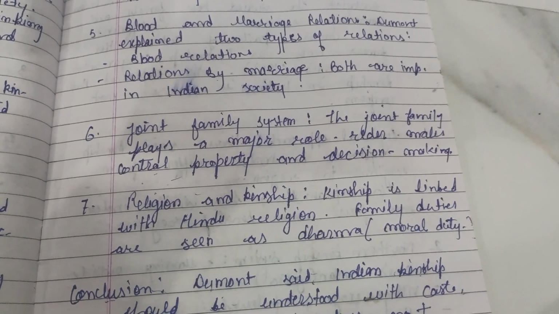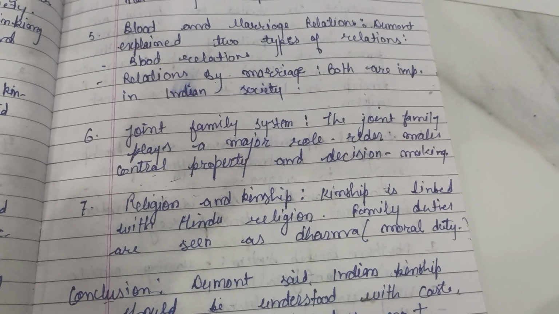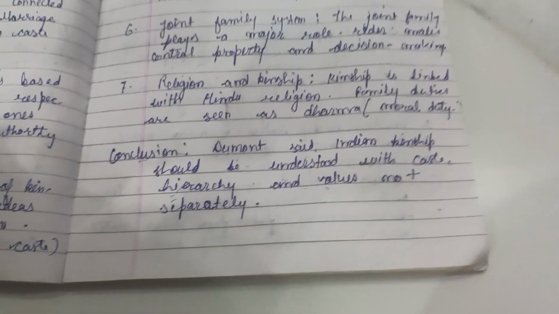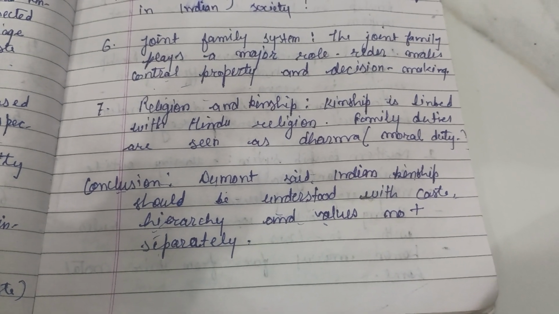Religion and kinship. Kinship is linked with Hindu religion. Family duties are seen as dharma, moral duty. Conclusion. Louis Dumont said Indian kinship should be understood with caste, hierarchy and value, not separately.